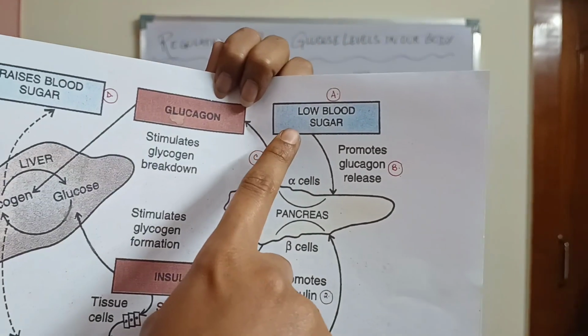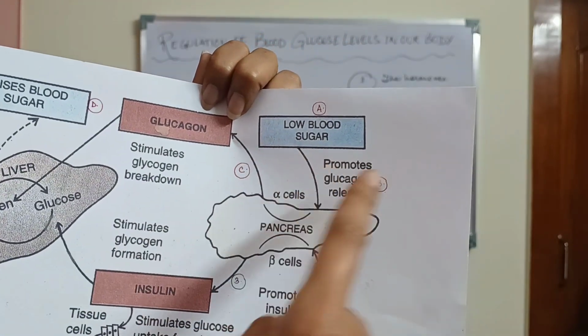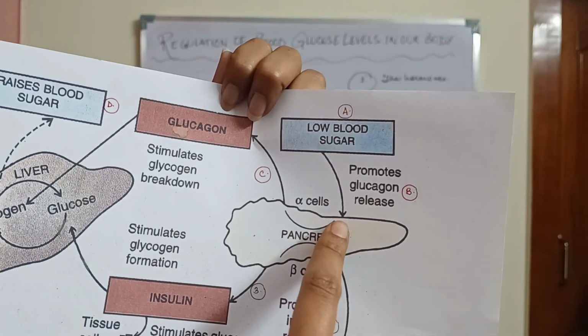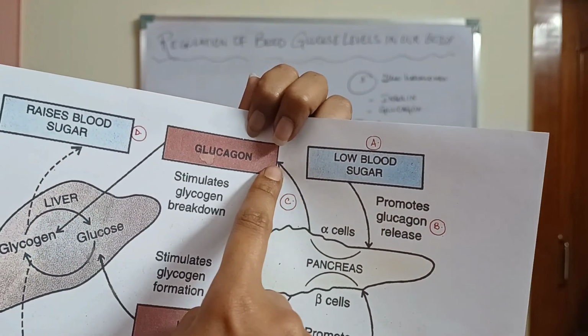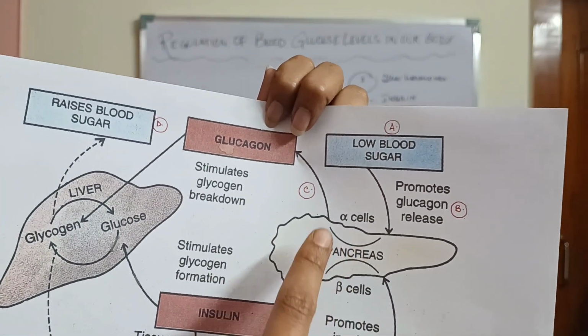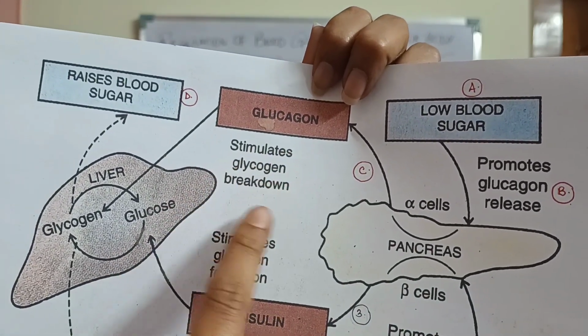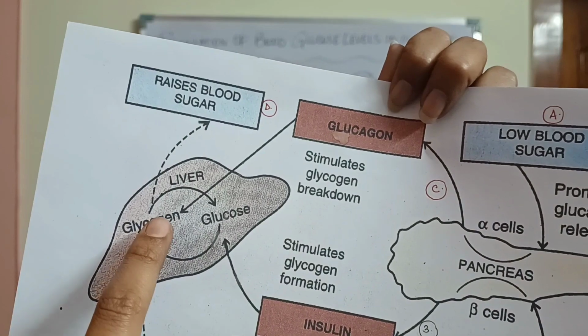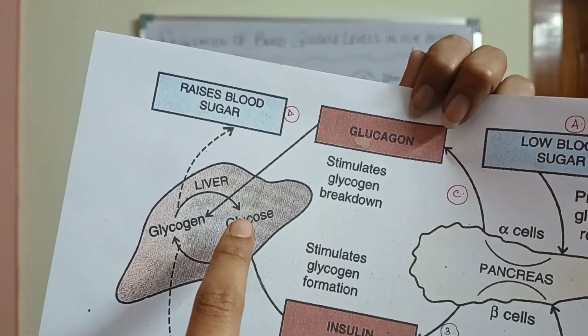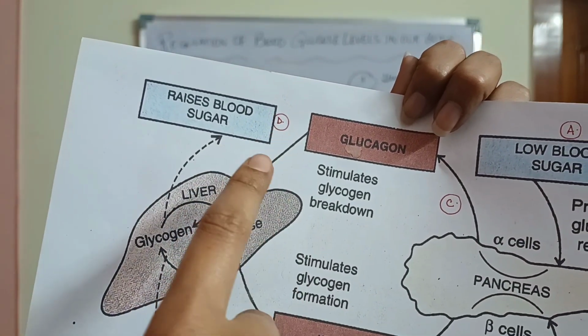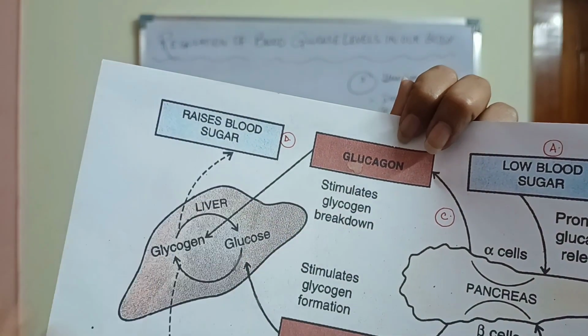Now you have another condition, that is low blood sugar level. This is going to promote the glucagon release from the alpha cells of IOL or islet of Langerhans from pancreas, and glucagon gets released, which does the work of stimulating glycogen breakdown. Glycogen is stored in liver, glycogen breaks down to form glucose, glucose is released into the blood, and therefore the blood sugar level rises. Okay.